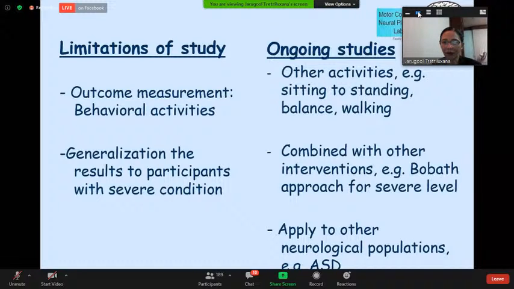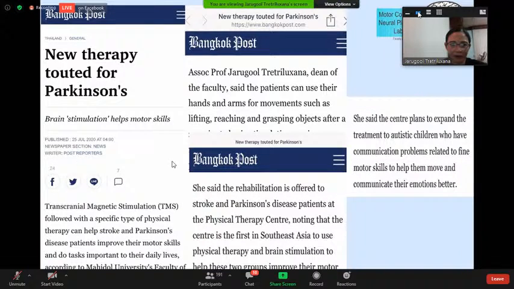Okay. And we also want to expand it to other populations. For example, we did some studies already for Parkinson's disease. And we want to expand it to, for example, autism spectrum disorder, because we know that children with autism spectrum disorder have problems with social interaction, for example. So what we plan right now was just publicized in the Bangkok Post newspaper online a few days ago: we announced that we will expand it to autism spectrum disorders.